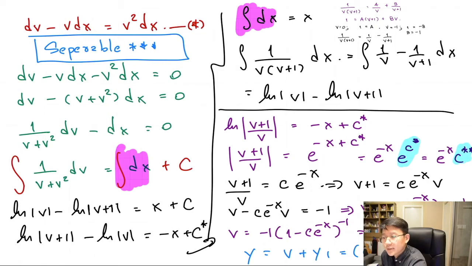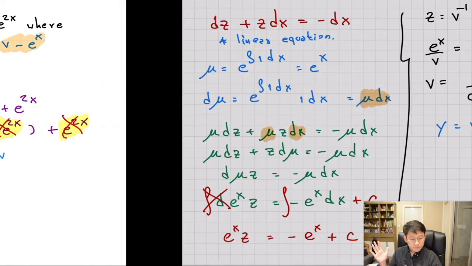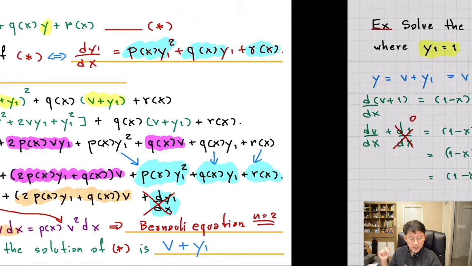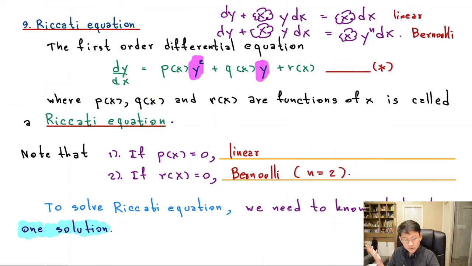And guys, that's it for this section. It's a Riccati equation. So basically, it is an equation in this form. Okay, let me go back to the first page. You need to be able to recognize the form: p(x) y squared, q(x) y, and then some r(x). But one of the most important things for this Riccati equation is that to solve it, you need to have at least one solution. You need to know at least one solution.